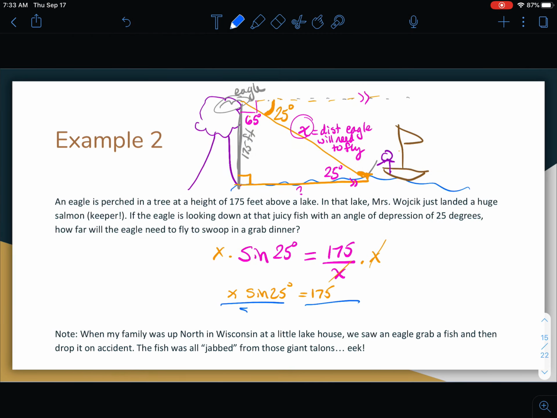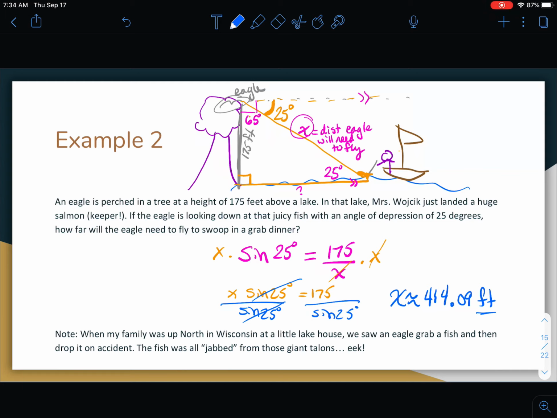And then I'm just going to keep changing colors to show my steps. We're going to divide by sine of 25 degrees, which is just a number. A number over itself is 1. And so x would be about equal to, let me type this in and see what we get. About equal to 414.09, if I round, feet.